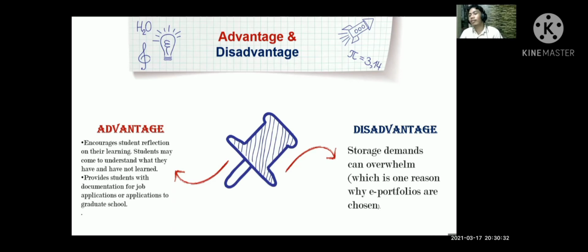And the disadvantage, storage demands can overwhelm. Minsan, talagang yung portfolio mo punong-puno na. Talagang gagastos ka ng creation, mga folders, di ba? Kaya na-required na yung e-portfolios. Uso na yun ngayon. Kung may mga email, may mga e-portfolios. So, ayun yung advantage para sa instructor, di ba?